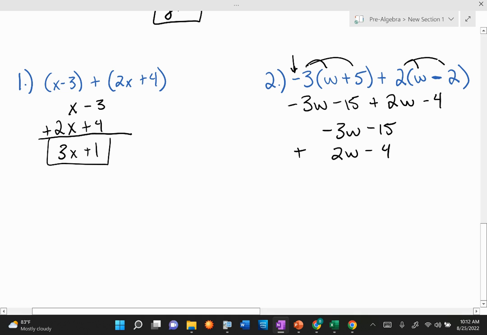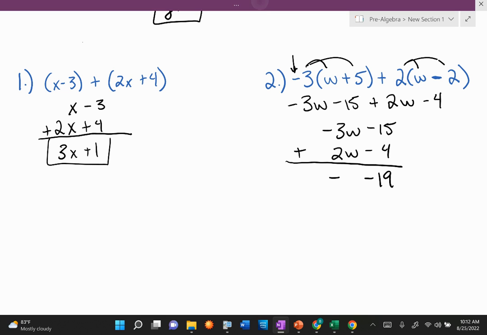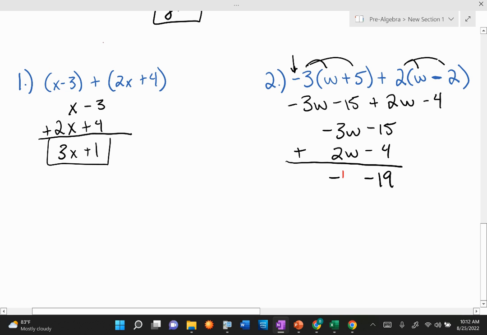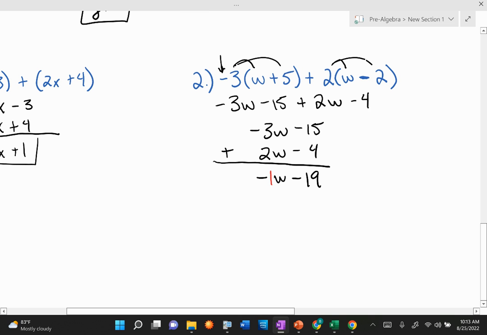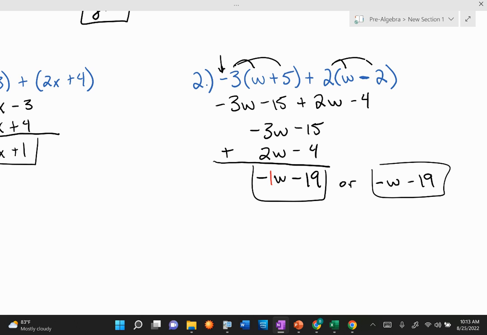The negative 15 and negative 4 is negative 19. Perfect. And then negative 3w and 2w is negative 1w. Now, I'll just mark it because it's invisible. You can put it and it's perfect. You can leave it off and it's perfect. So your answer could look like negative 1w minus 19 or negative w minus 19. Both of those are the same thing.